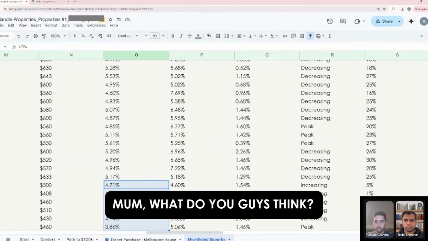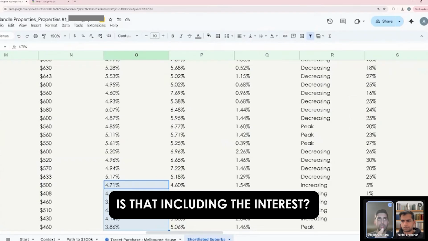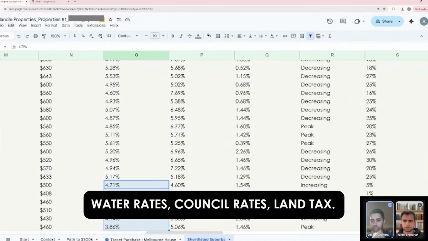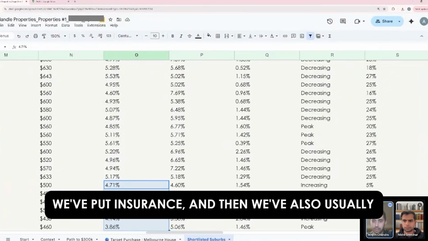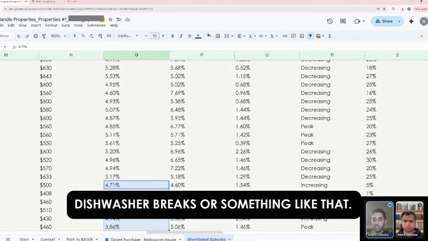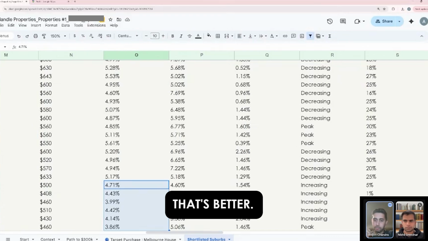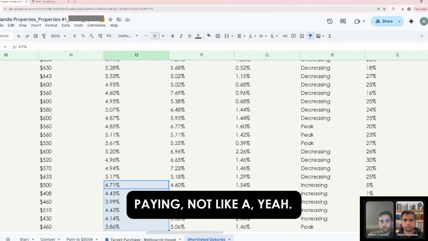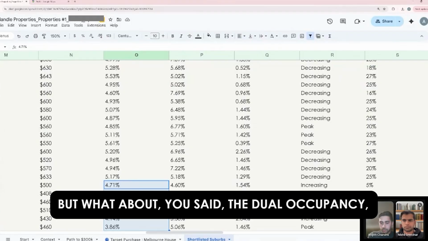Mum, what do you guys think? Is that including the interest? Correct. Yes. It's including interest, property management, water rates, council rates, land tax. We've put insurance, and then we've also usually put a $2,000 or $3,000 catch-all, other, in case a dishwasher breaks or something like that. That's better. Yeah. So it's your true cost, actually what you'll pay.